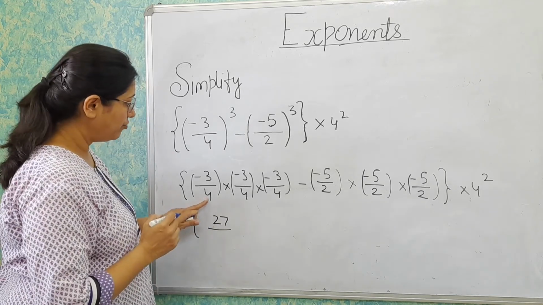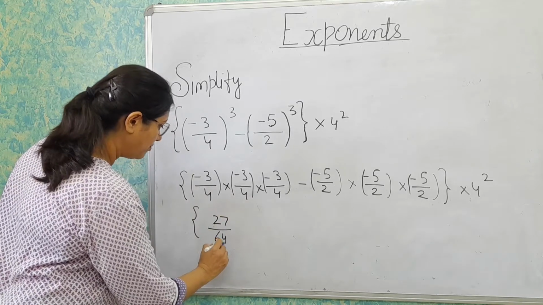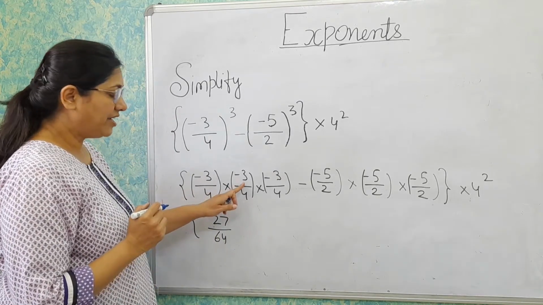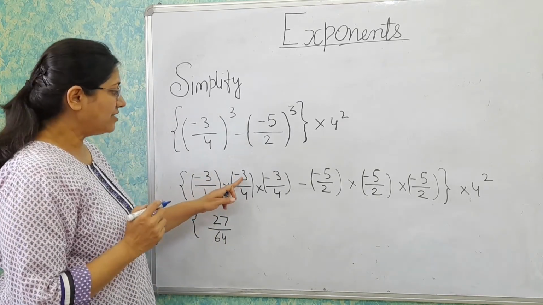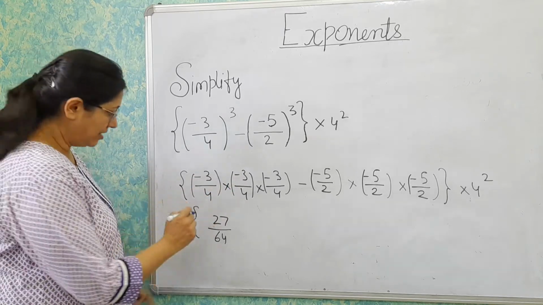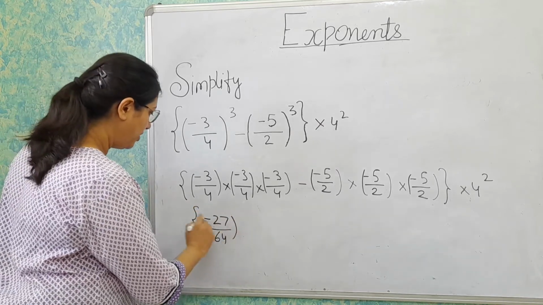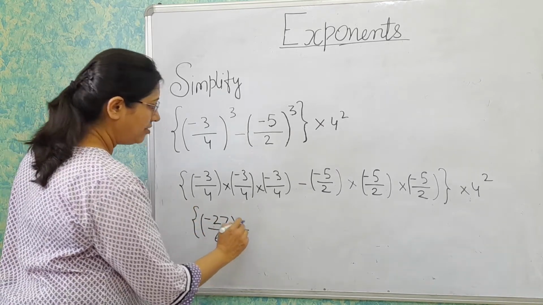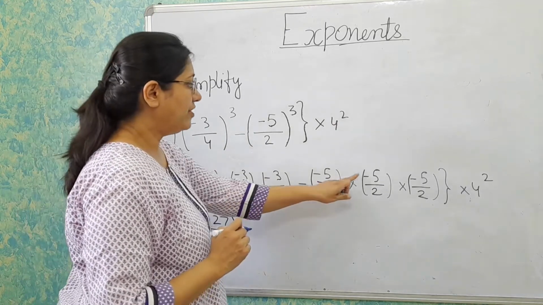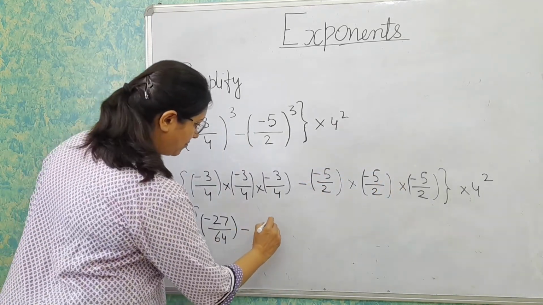And denominator 4 4s are 16, 16 4s are 64. Numerator is negative and negative sign is getting multiplied for odd number of times, so it will remain in the answer. So 27 will be negative. Then I will put it in a bracket. Again minus sign. 5 5s are 25 and 25 5s are 125.